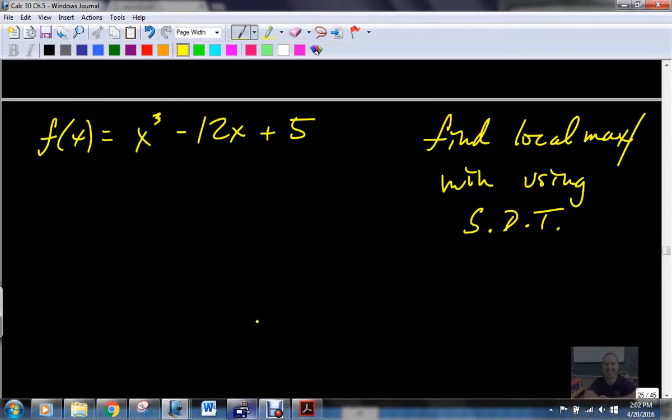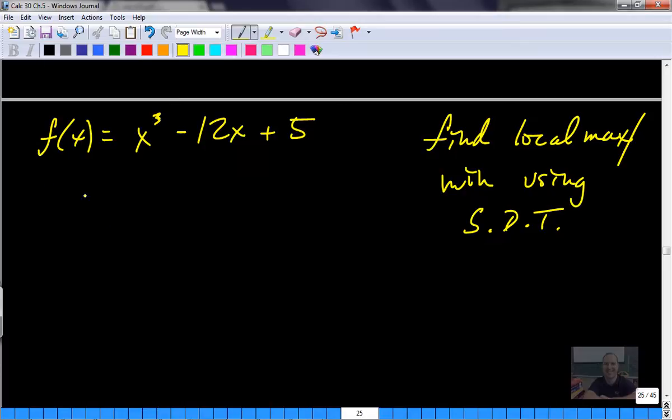All right, so let's do an example here. This one says the function f of x is x cubed minus 12x plus 5. The question is to find local max or minimum values using the second derivative test. We're just going to follow those steps that you just wrote down. And we're not going to use sign analysis, even if we really want to. We're going to find the second derivative and plug our critical values in.